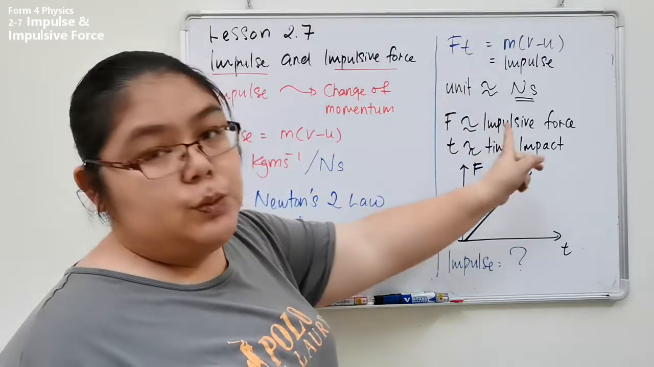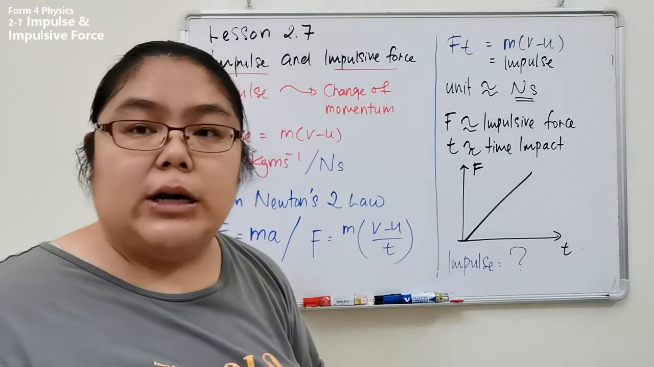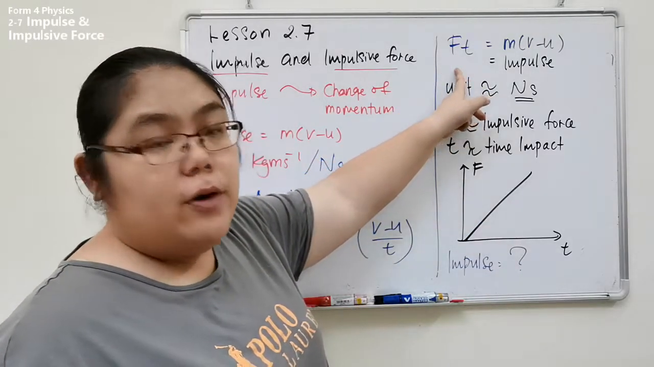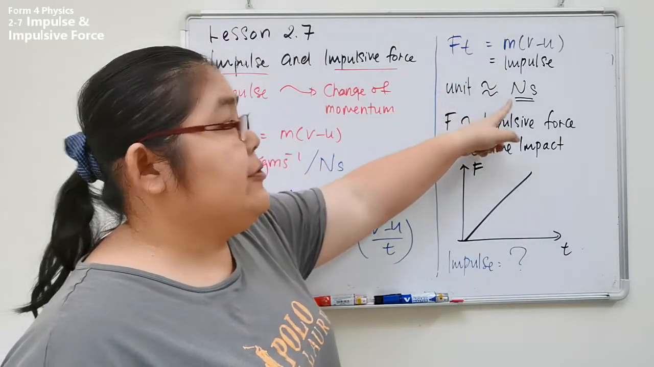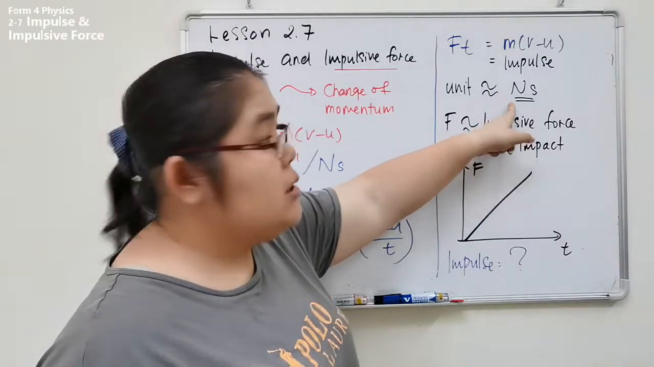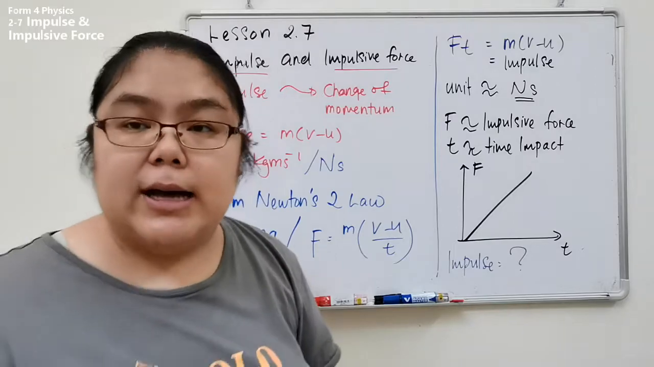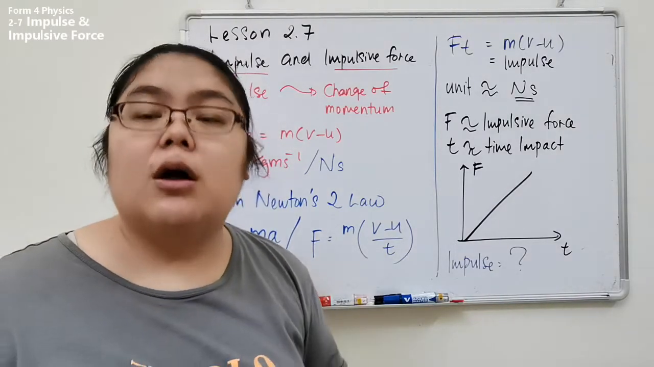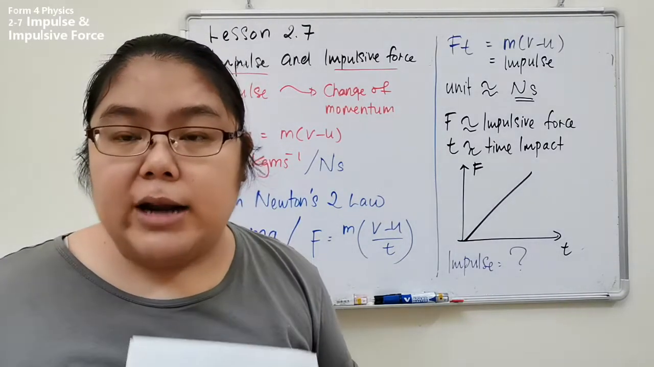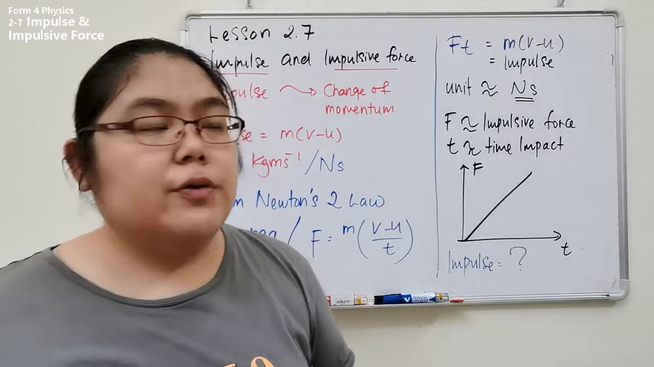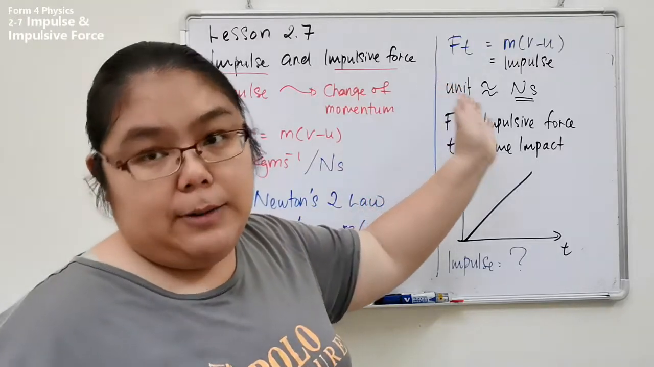That's why I said just now the unit for impulse can be written in newton second. From this formula, F is force, so we write newton, and t is the time taken. So newton second is another unit for impulse. When the question never provides any velocity, and just gives you the time and the force, we can apply this formula to find the impulse.